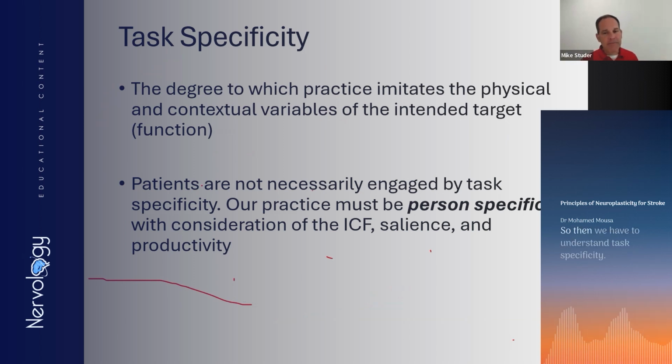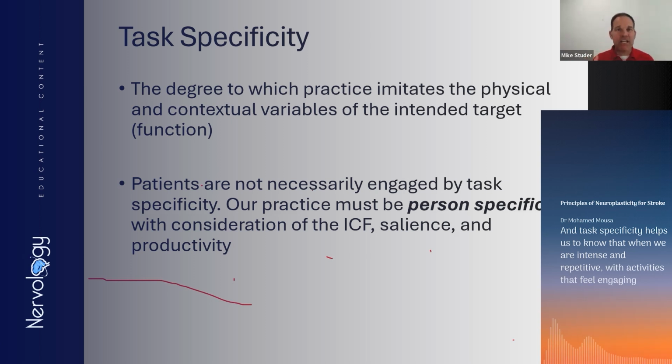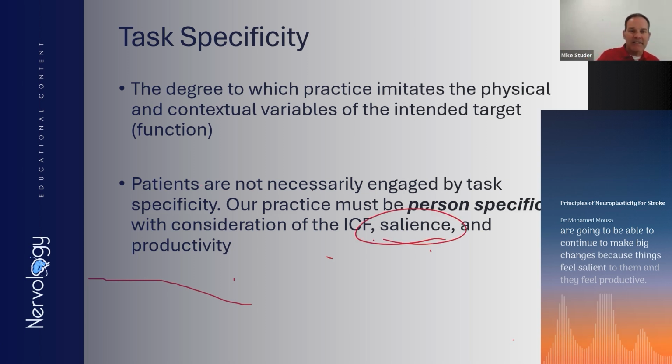All right, so then we have to understand task specificity. Task specificity helps us to know that when we are intense and repetitive with activities that feel engaging and reality-based for this individual, now the individual sees some person-specific engagement, and in fact, they are going to be able to continue to make big changes because things feel salient to them and they feel productive.